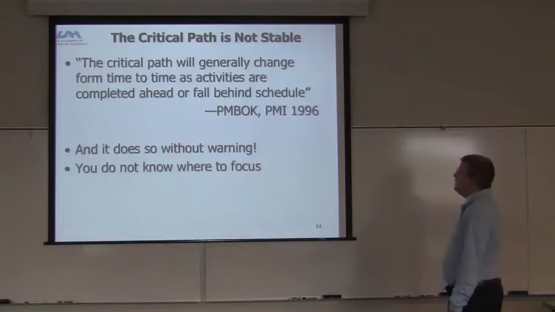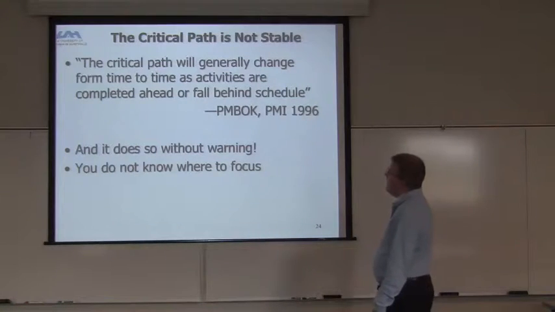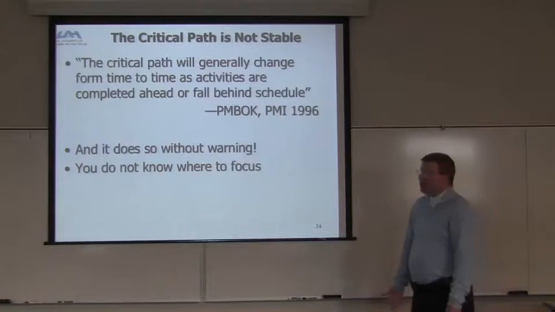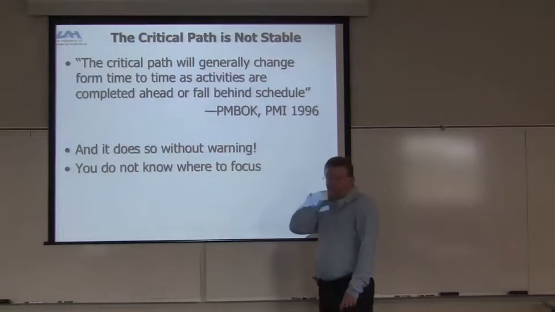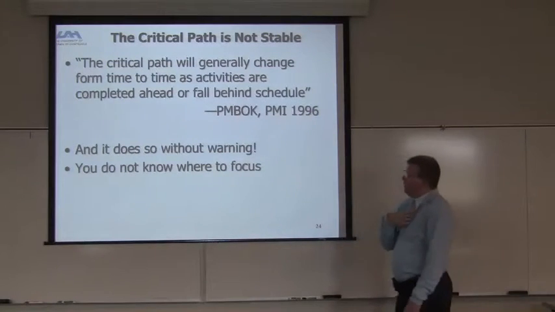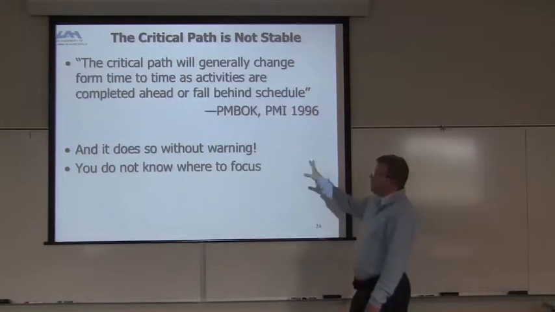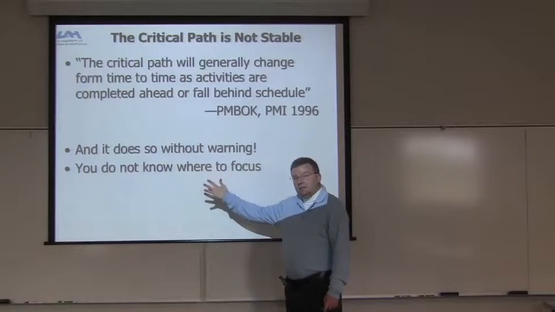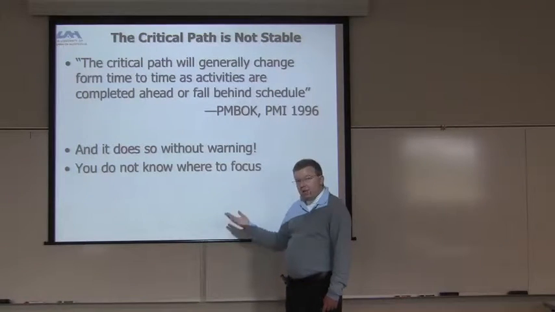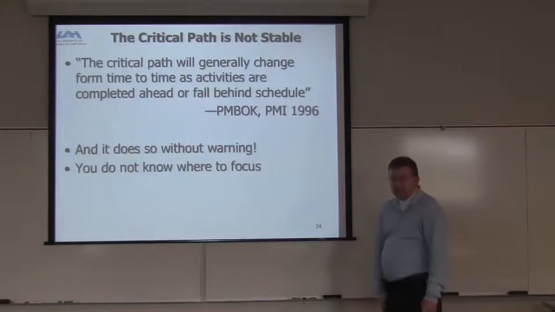The critical path will generally change from time to time as activities are completed ahead or fall behind schedule, right? And this will happen. It's not very stable. It can change without a moment's notice, and it does it without warning. So you do not know where to focus sometimes because you've got to watch it. Because on some projects a task is planned to be so long, but then it changes. And when that changes, then the critical path changes and you have to start watching something else. These are also called the long lead items in development.